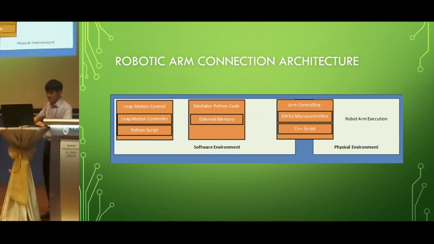And this is the robotic arm connection architecture. As you can see, we have two main environments: firstly the software environment, and secondly the physical environment. In the software environment, we have the Leap Motion control and a Python script. Afterwards, it transfers the connection to the mediator Python code. Through the Python code, we're then able to transfer it to the controlling C++ script, which is going to control the ESP32 microcontroller. This controls the arm, and that helps operate the robotic arm within the physical environment.